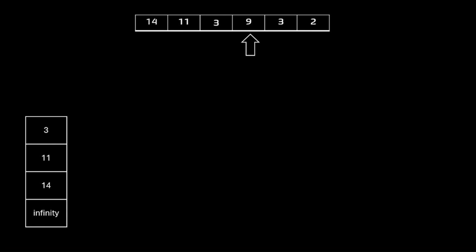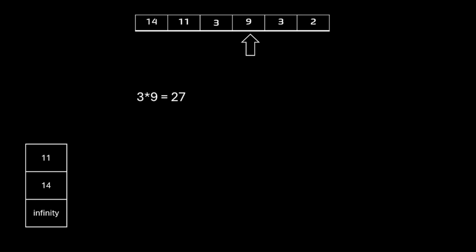Then 9. Now 9 is greater than 3. So finally we found an increasing. Okay, so this actually disobeys the property of monotonically decreasing order, right? So we combine them. How do we combine them? We pop the element 3 and we combine it with 9 and the product is 27.